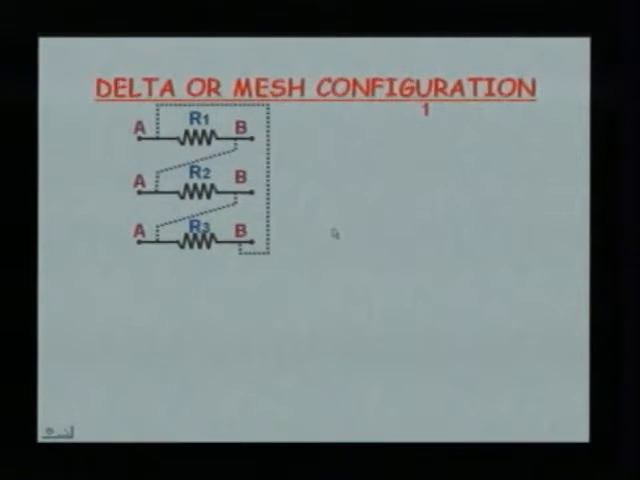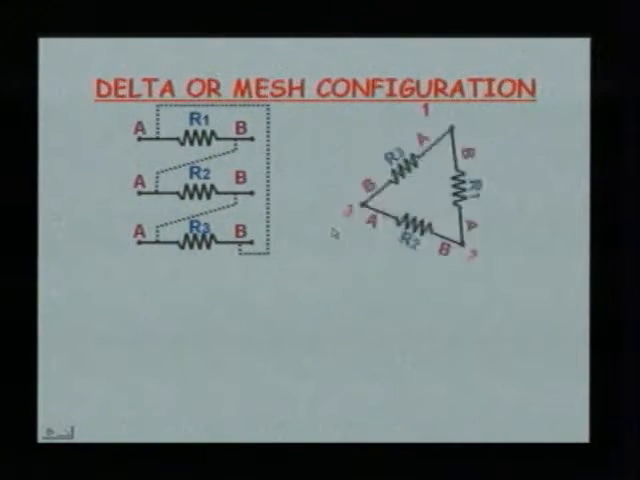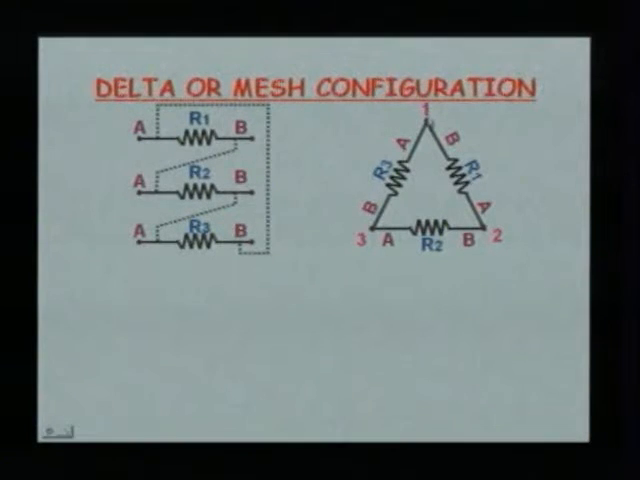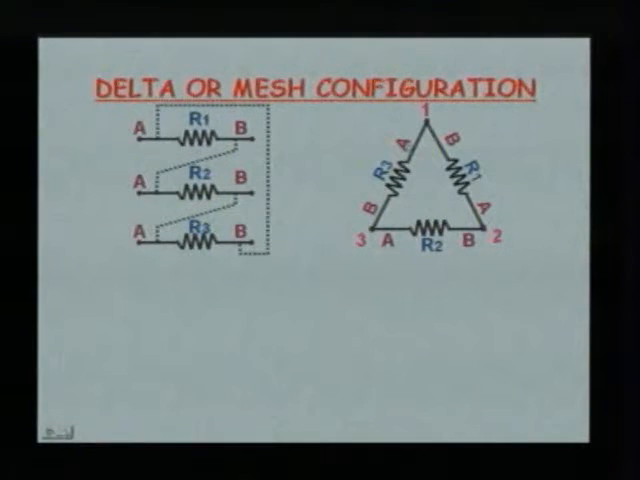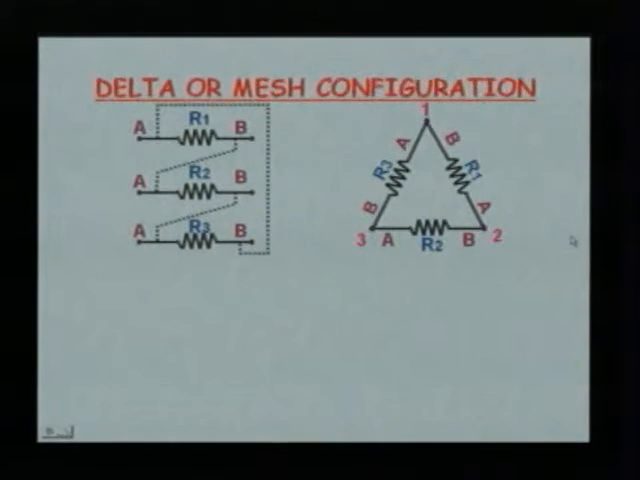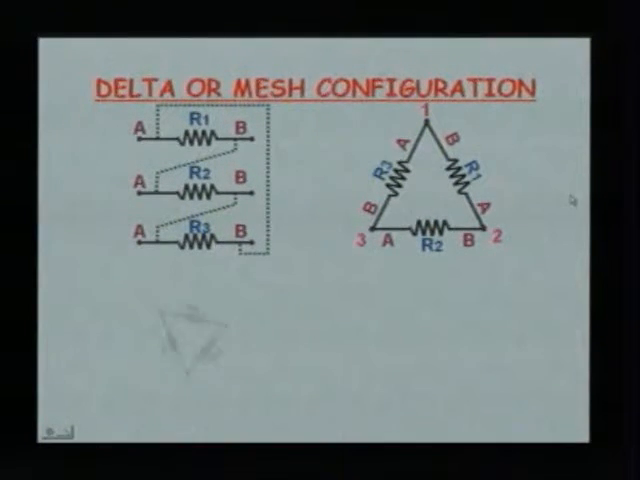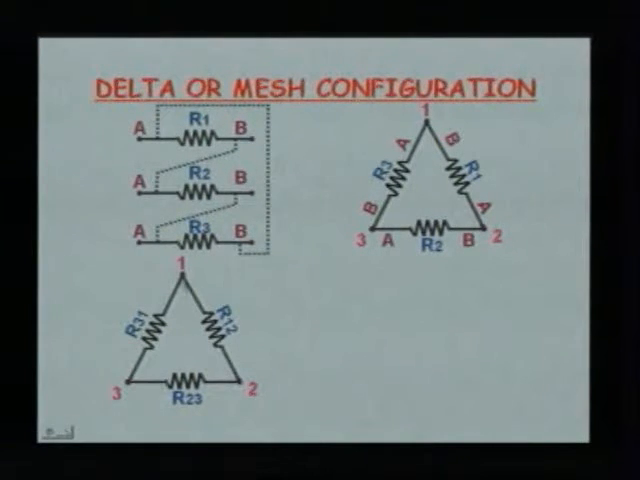This can be redrawn like this, stating 1, 2 and 3 would be the terminals. If you observe, A is connected to B, A is connected to B and A is connected to B. All the dissimilar ends are connected. The same figure can be redrawn. If you observe, we have got the terminals 1 and 2 and 3.